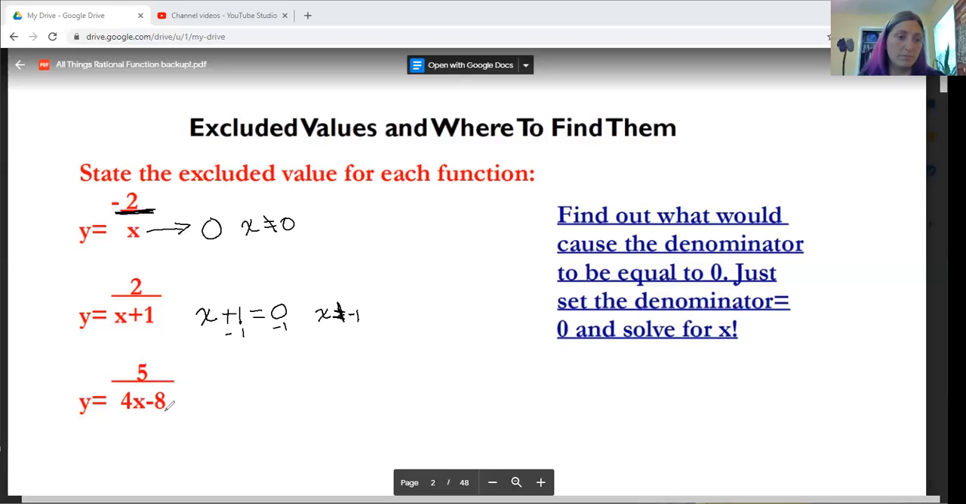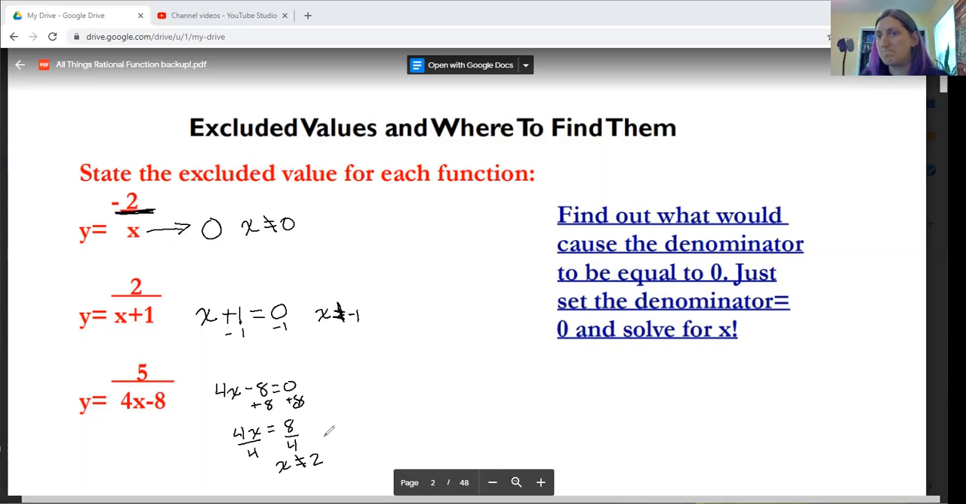What's the excluded value? Okay, what value turns this into a 0? I know, you're all going, it's 2, I did that, it's easy. Let's just go through the steps here real quick. We set it equal to 0 to find out what it cannot be. 4x minus 8 equals 0. You add your 8. That's an 8, I swear. And then you have 4x equals 8. Divide by 4, and x equals 2. So 2 is your excluded value, so x doesn't ever equal 2.